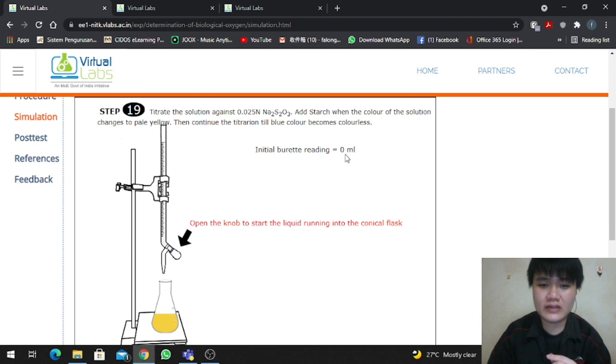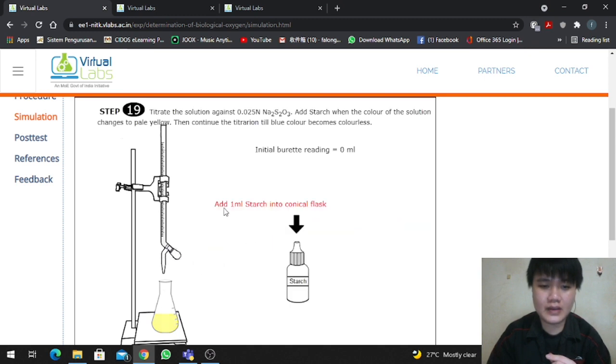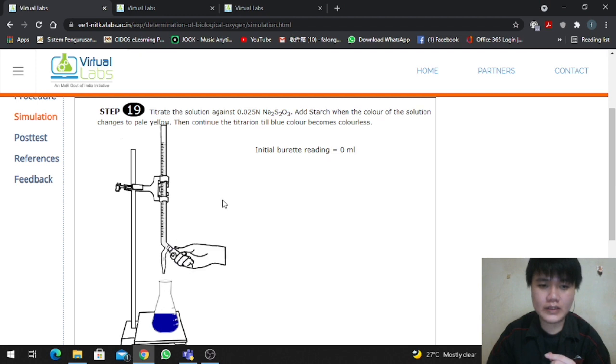Initial burette reading is 0 milliliter. Close the knob when the color of the solution in the conical flask changes to yellow. Add 1 milliliter starch into the conical flask. Open again and close the knob when the color of the solution changes to colorless. After that, the final burette reading is 2.7 milliliters.